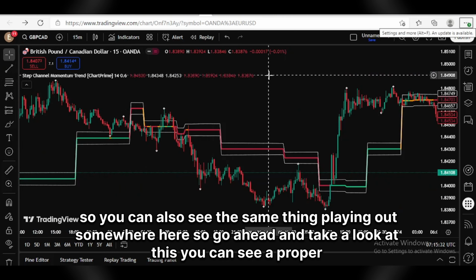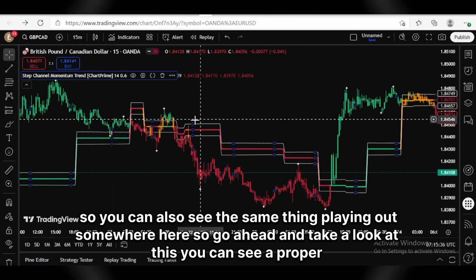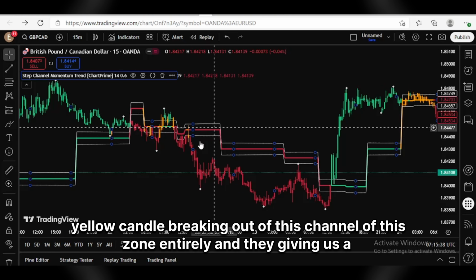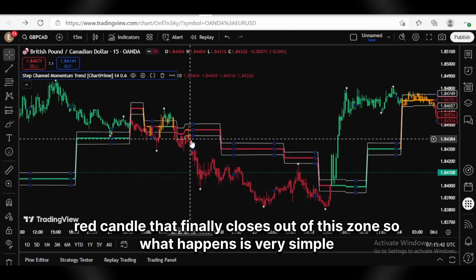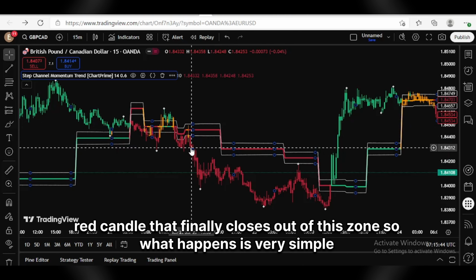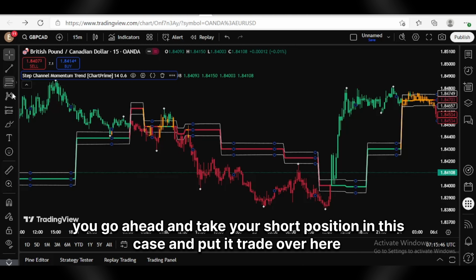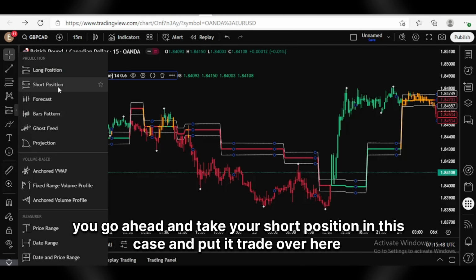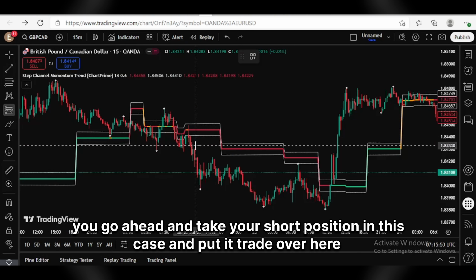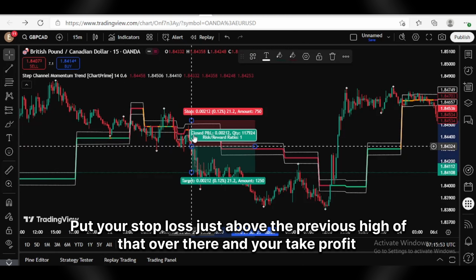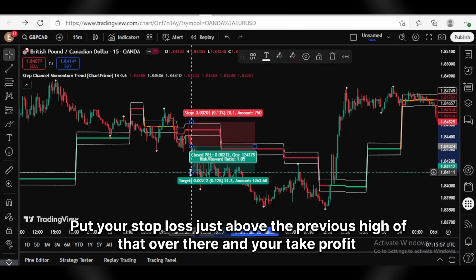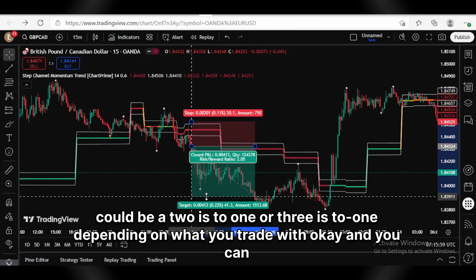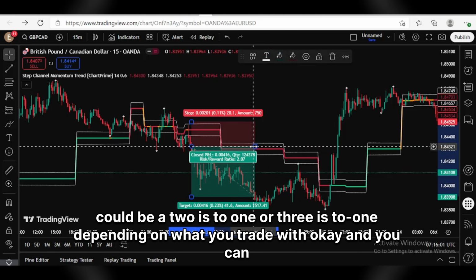You can also see the same thing playing out somewhere here. Take a look at this. You can see a proper yellow candle breaking out of this channel, of this zone entirely, and then giving us a red candle that finally closes out of the zone. What happens is very simple: you take your short position in this case and put a trade over here. Put your stop loss just above the previous high, and your take profit could be, say, 2:1 or 3:1, depending on what you trade with.